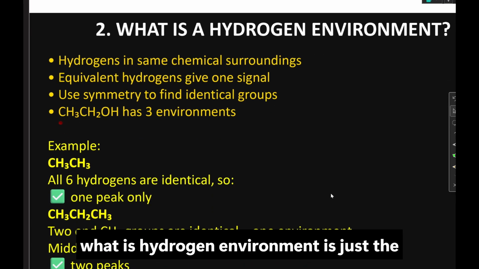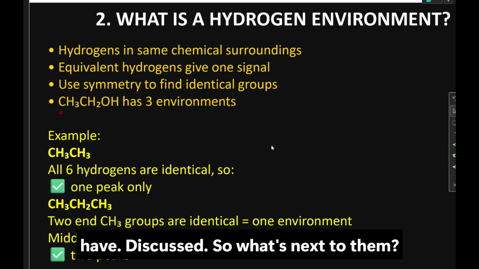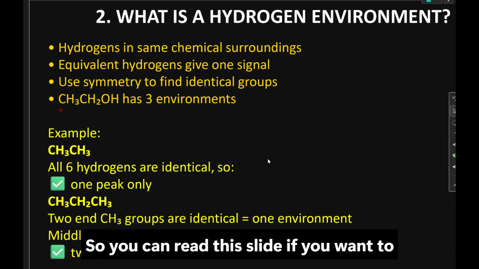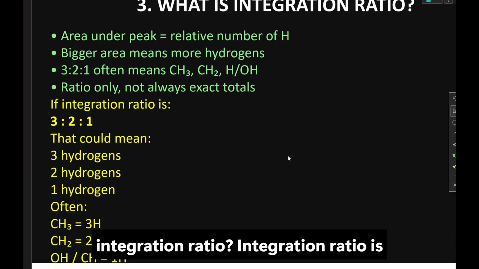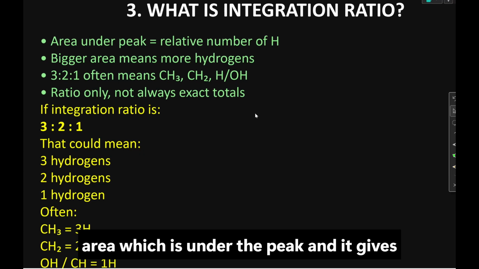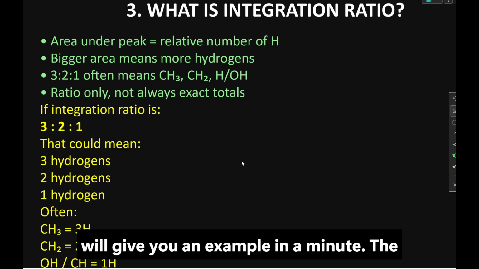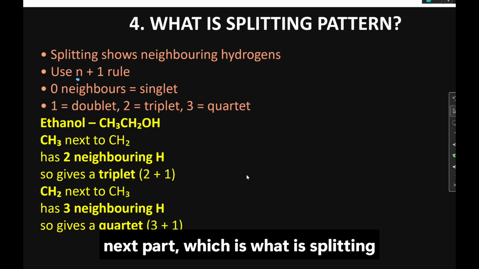What is a hydrogen environment? It's just the chemical surrounding, which we have already discussed, so what's next to them. That's what their surrounding is. You can read this slide if you want to pause and go over it. Then, what is integration ratio? Integration ratio is a slightly tricky part, but it's just the area under the peak, and it gives you the relative number of hydrogen atoms. I will give you an example in a minute with the next part, which is the splitting pattern.